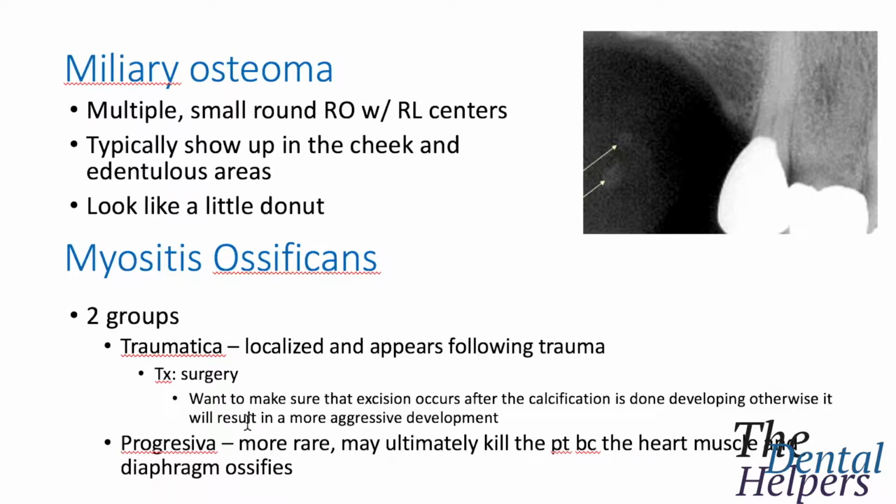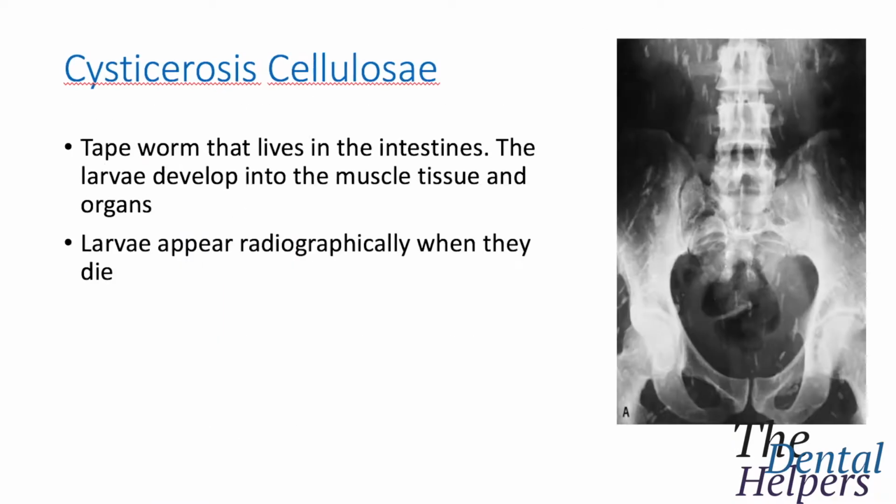If you try to remove the calcification while it's continuing to grow, it will agitate that process of calcification, and the result is much worse, and the patient's going to be much more upset. Progressiva, on the other hand, is more rare. They say anytime it's rare, it's probably going to kill you. In this case, it's true, because these calcifications go towards the heart as well as the diaphragm. If the diaphragm ossifies, that basically means you're dead. If the heart ossifies, it's kind of the same thing. You're dead.